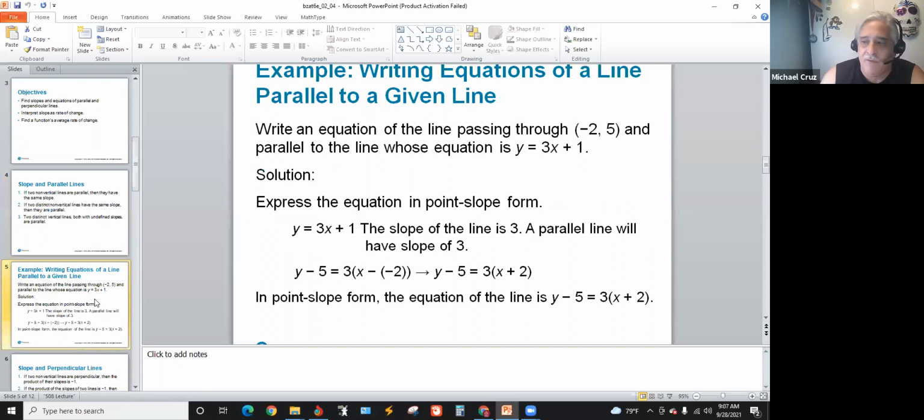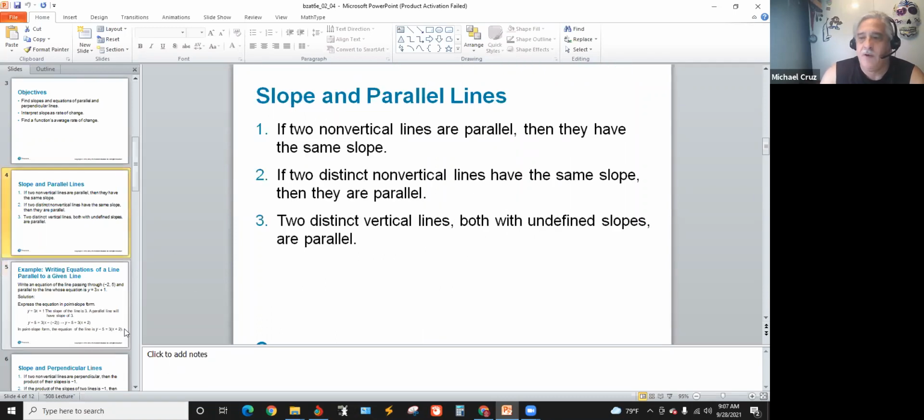If it seems like I'm going fast, in a sense I am, but I'm trying to refresh your memory. If you have any questions, just let me know. The first thing to remember is parallel lines all have the same slope. All right. Parallel lines have the same slope.